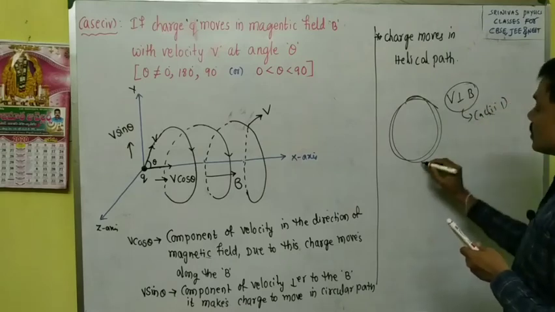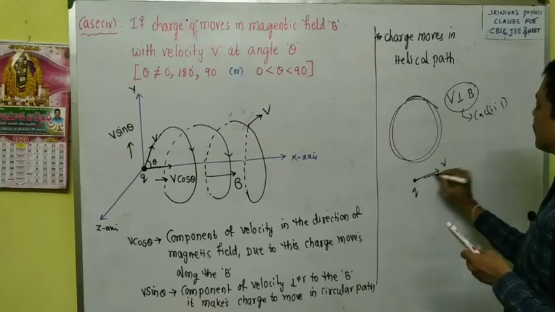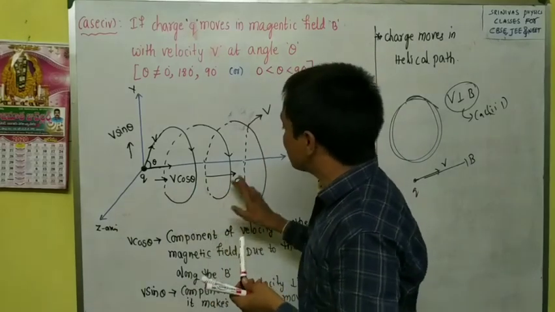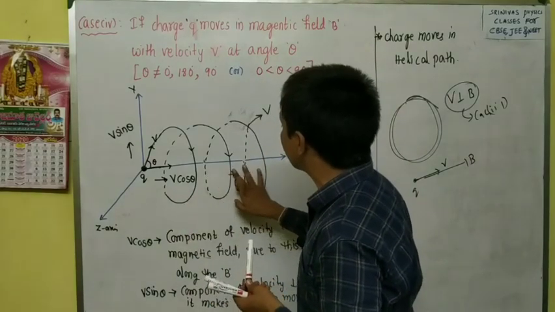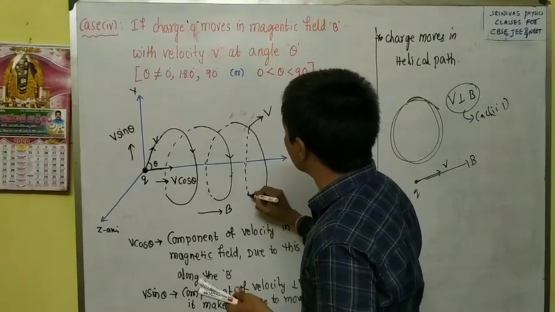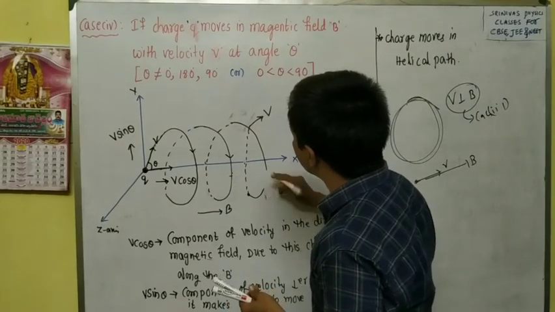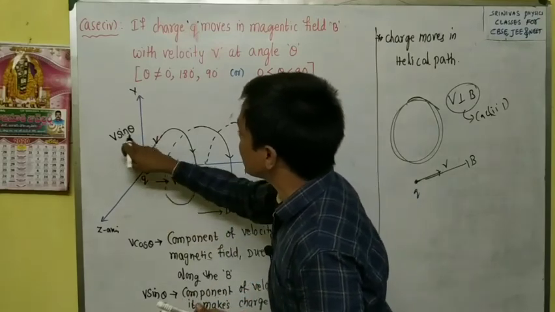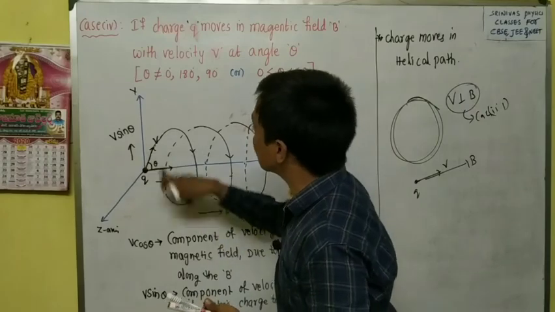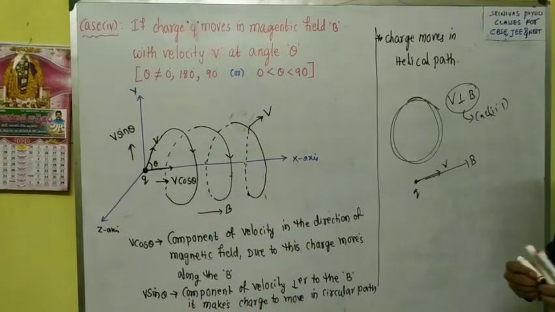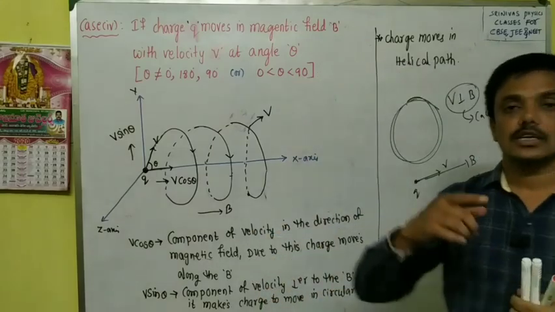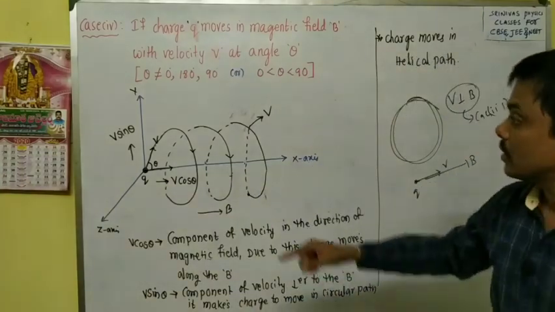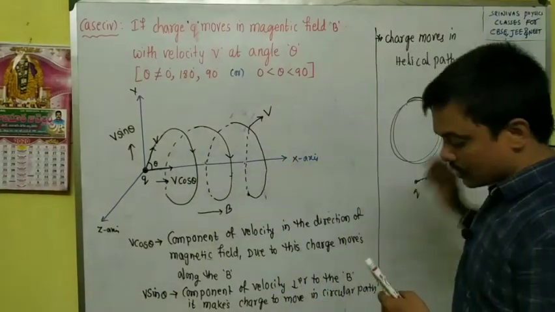In case 1 we know that if the charge moves along the direction of the field, then the charge will continue in the direction of the field. That means here v cos theta is in the direction of the field. That's why the charge will move in the direction of the field, right? Due to v cos theta charge goes right side. Due to v sin theta, which is perpendicular to the field, it will move in circular path. The combination of circular path and linear motion will become spiral, just like a spring. With the rotation it will go forward like this. Okay, this is the path.